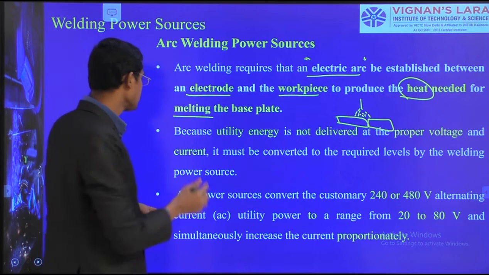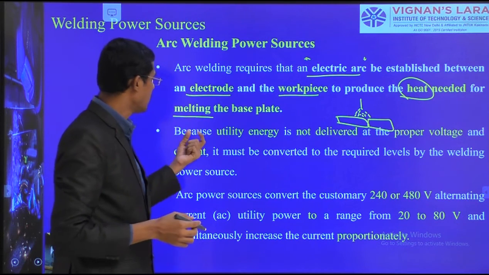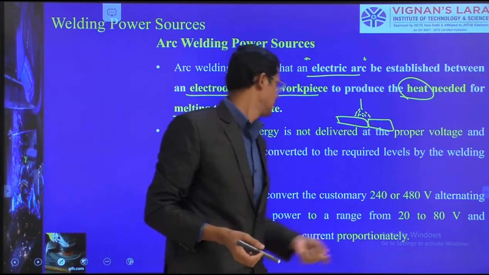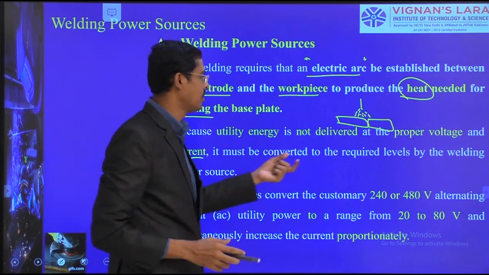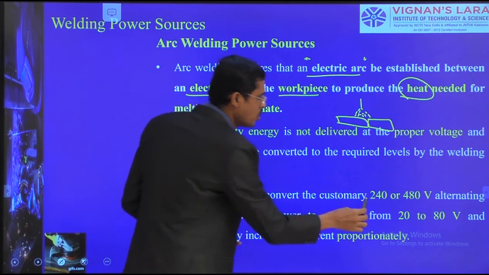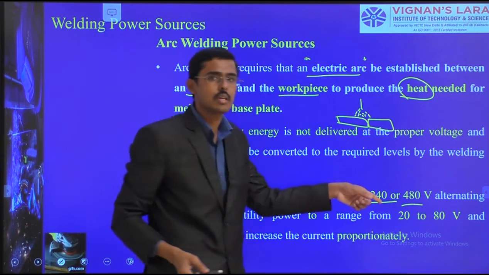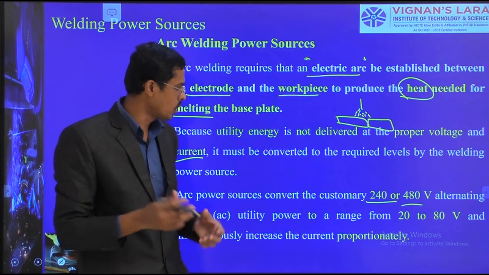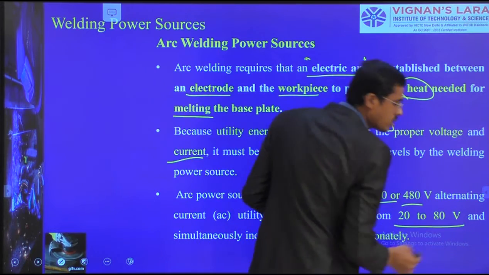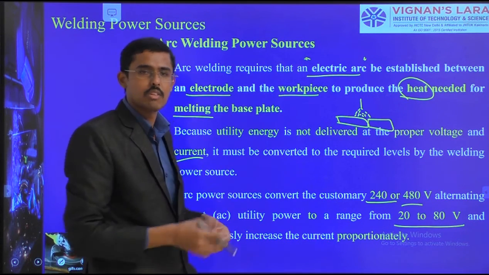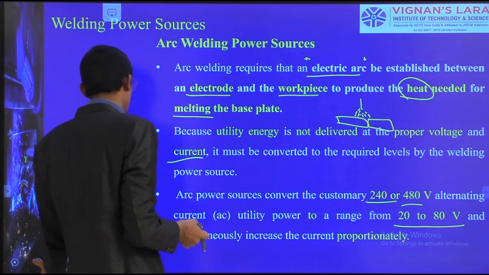Okay, now, because the utility energy is not delivered at a proper voltage and current, it must be converted to the level required for welding. The home applications come under 240 volt, 480 volt, this terminology we have seen. But the welding setup machines work at 20 to 80 volt. So we should do AC to DC conversions.